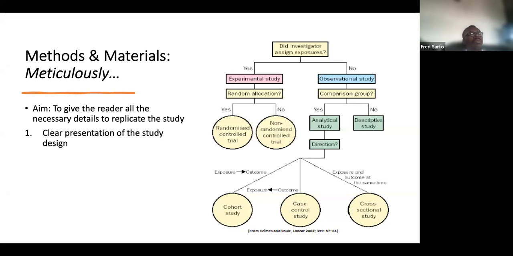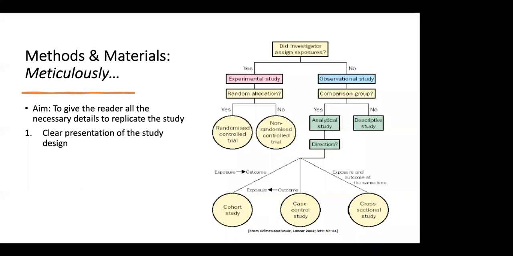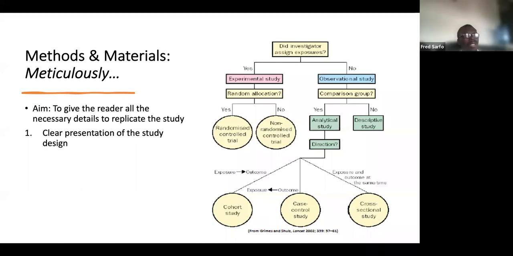And usually it's broken up into about 3 key subsections. The first one is that you have to present the study design clearly. There's nothing frustrating like reading the methods and you're not sure whether you're dealing with a case control study or a cross-sectional study. It's not clear. But you want that clarity because your findings and your discussions are going to be based on the type of study design you deployed.